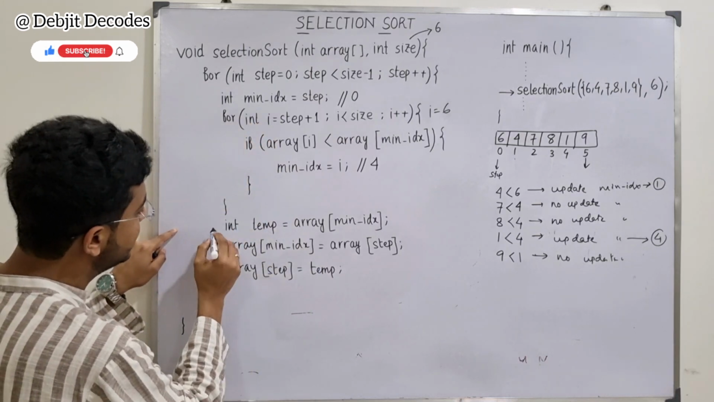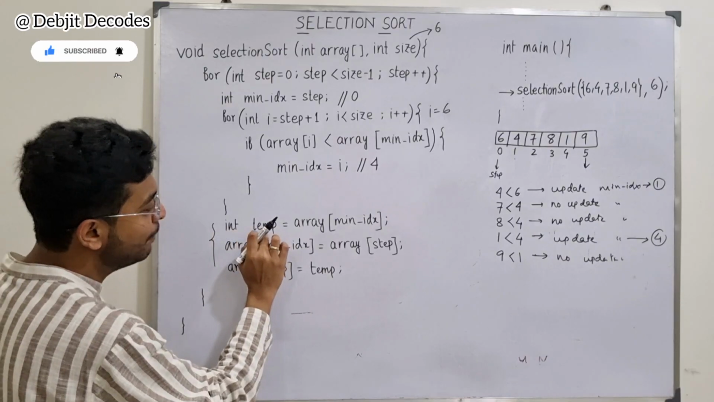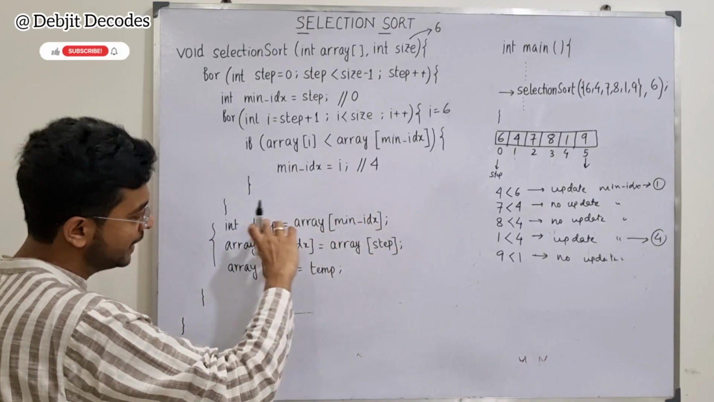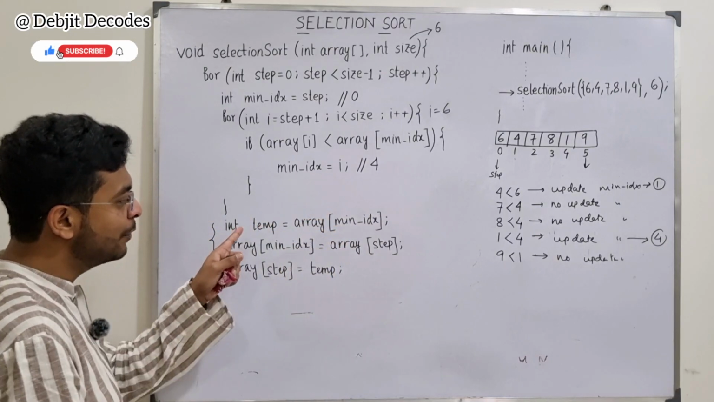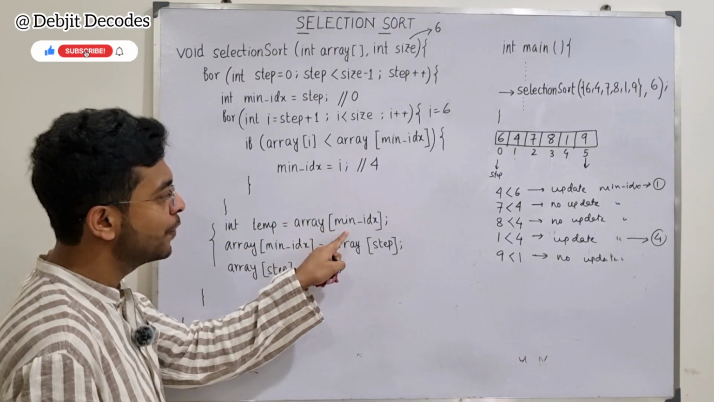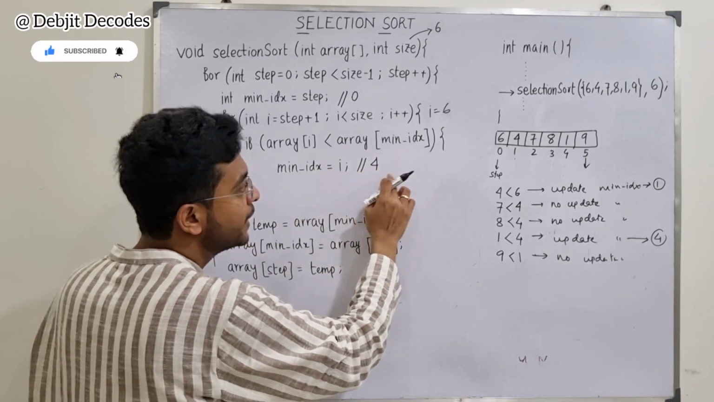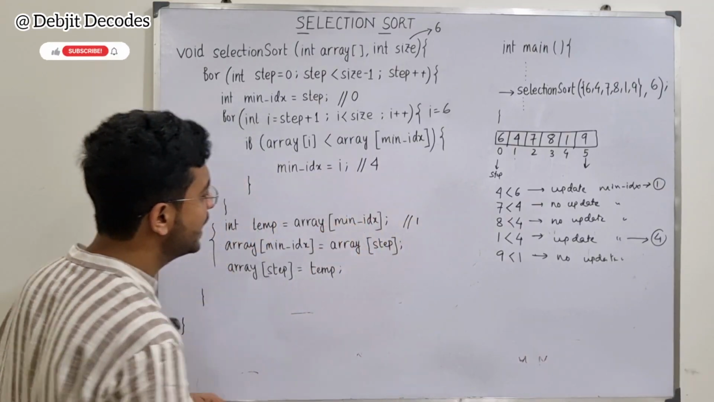And if you can see these 3 lines, what is this doing? It is using a temporary variable, or a third variable, and it is swapping 2 values. These 3 lines actually swap. If you really want to check, int temp equals array of min index. So what is array of min index? What is the last min index value? 4. So array of min index is 1. So temp is storing 1. So temp is becoming 1.